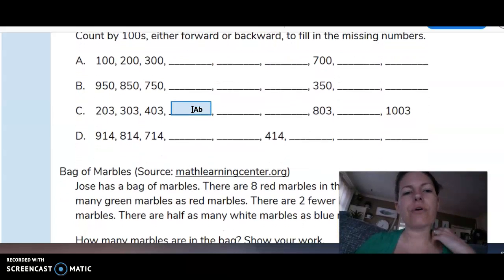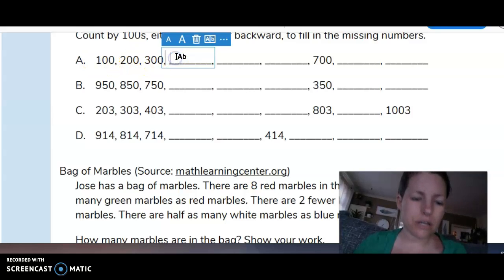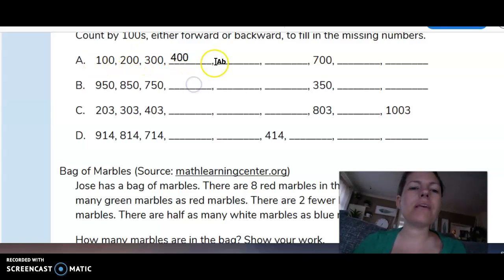Now we're going to count forward or backwards by hundreds. 100, 200, 300, 400. This should be easy. Notice that the numbers are getting bigger by 100 every single time. You're going to continue the pattern.